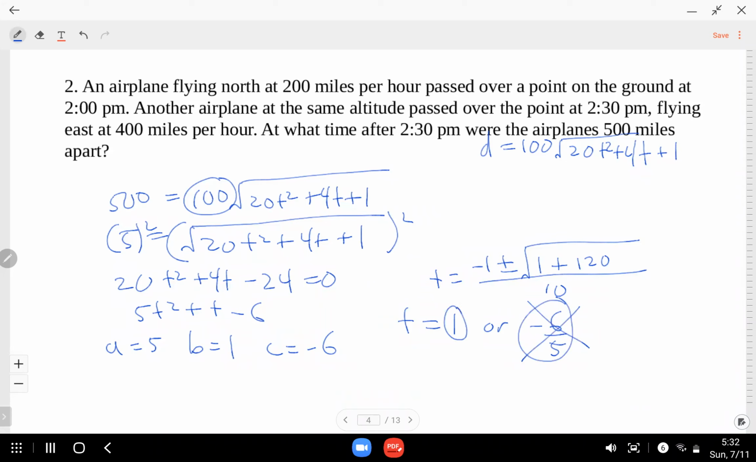So at what time after 2:30 p.m.? That's 1 hour, so 3:30 p.m. That will be our answer. And I just wasted about 15 minutes on this problem.